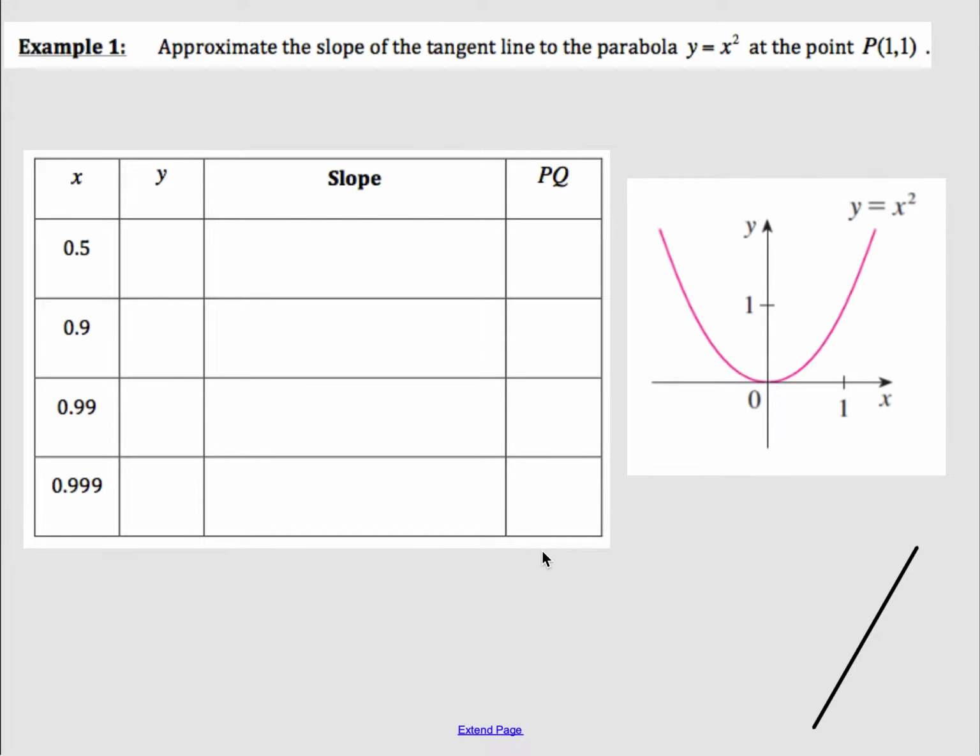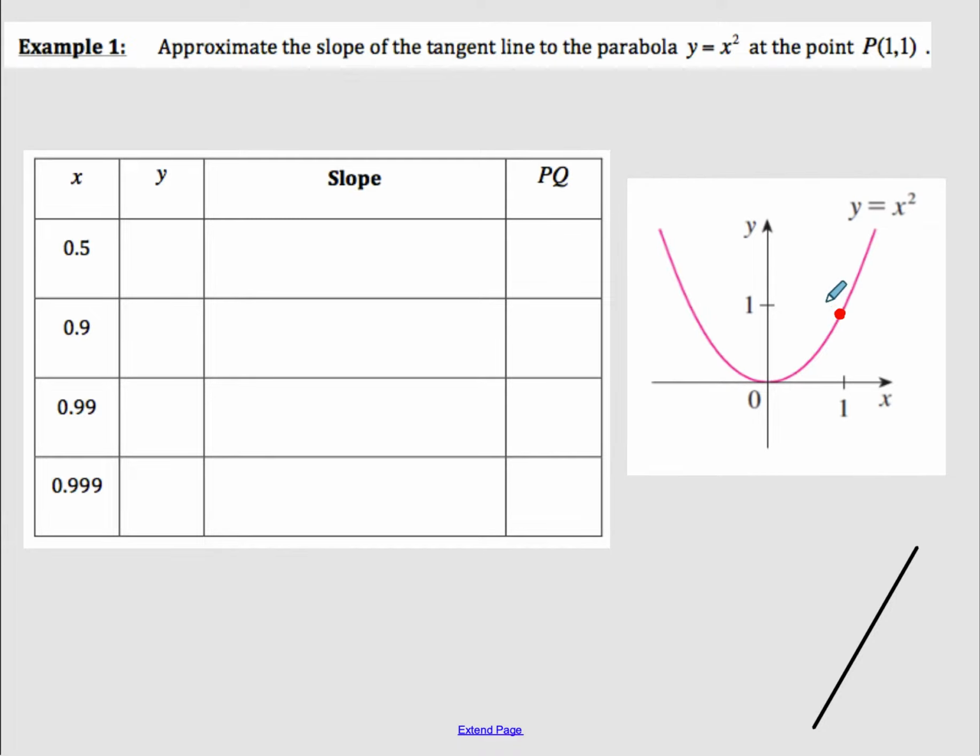All right, let's go ahead and look at example 1. The goal is to approximate the slope of the tangent line to the parabola y equals x squared when we're looking at the point (1, 1). So the first thing I would do is confirm that (1, 1) is on my graph. If I plug in 1 to x squared, I get out 1. So I have my point (1, 1).